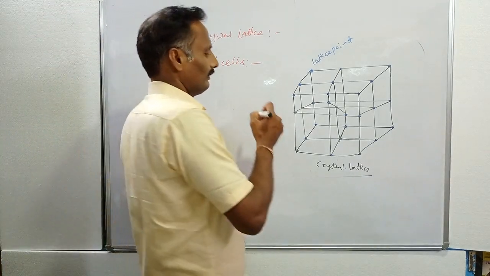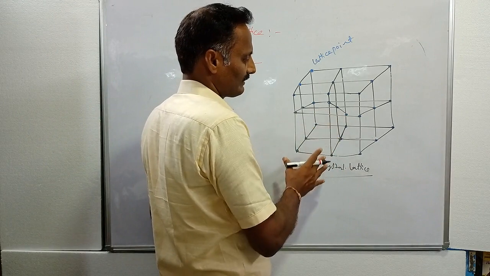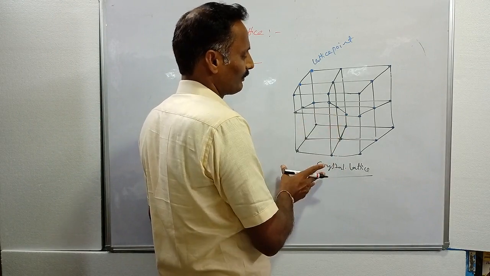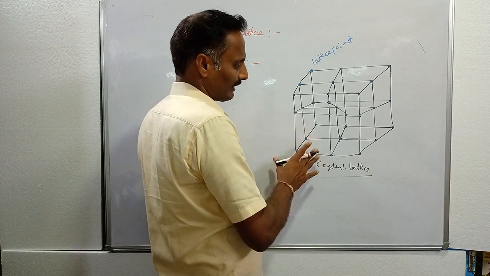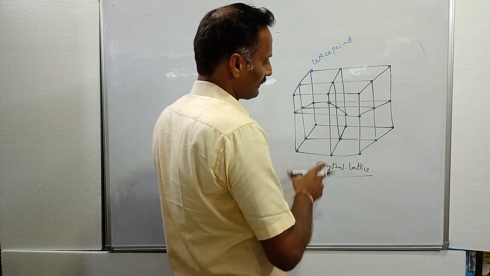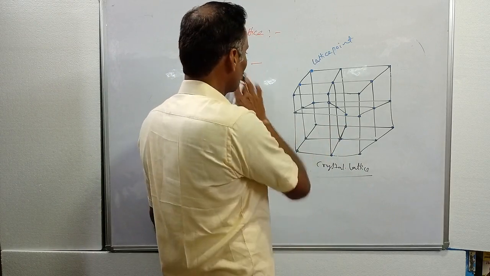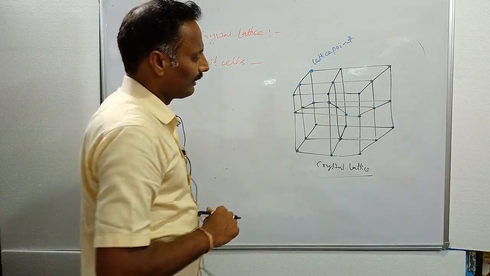A regular three-dimensional arrangement of lattice points in space generates the entire crystal lattice. This is the definition of a crystal lattice. A regular three-dimensional arrangement of points in space is called a crystal lattice, and this crystal lattice consists of many unit cells. Many unit cells are arranged in a three-dimensional nature.